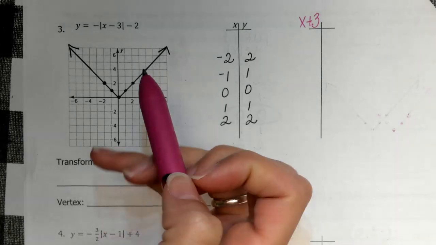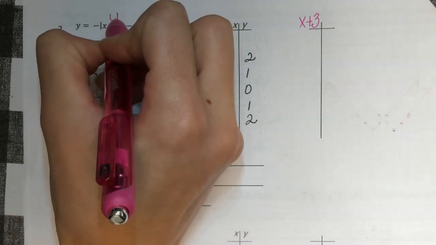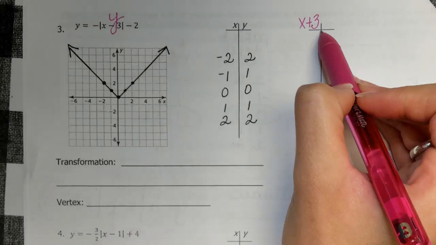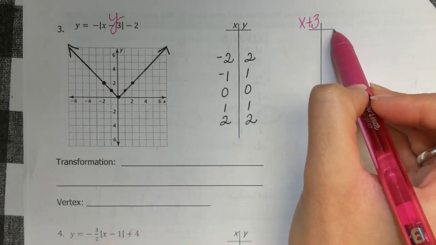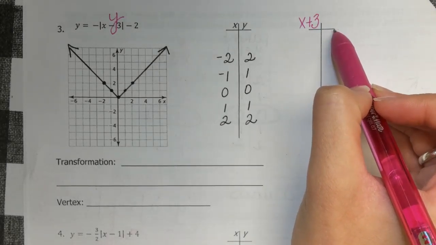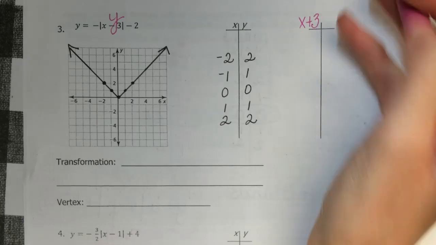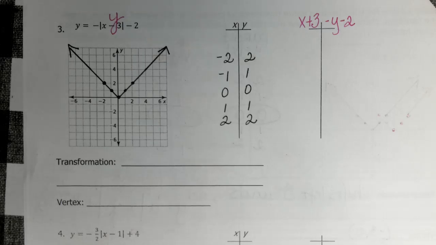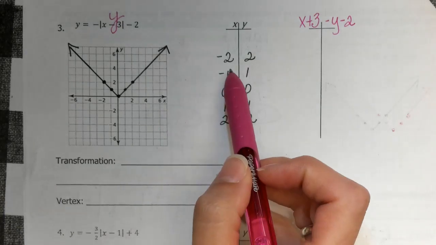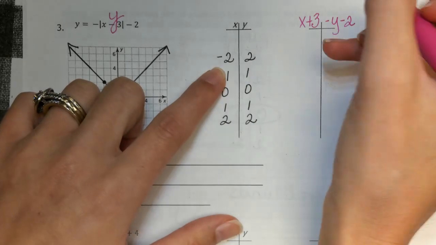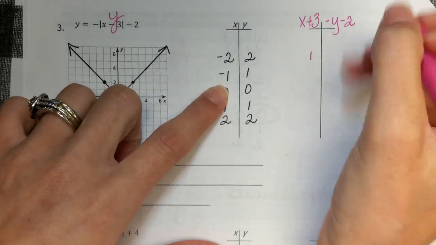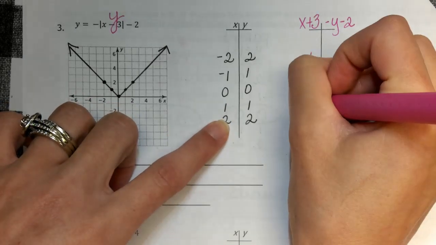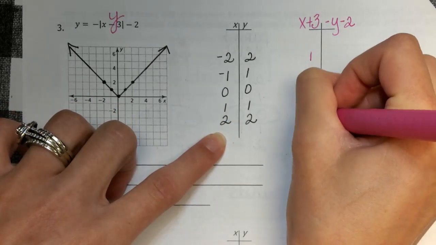Okay, so now with y. Anything outside those bars is happening to y. So what am I going to write here? What comes before that y? Negative y minus 2. Okay, so my x values, I'm adding 3. So negative 2 plus 3 is 1. Negative 1 plus 3, 0 plus 3, 1 plus 3, 2 plus 3.